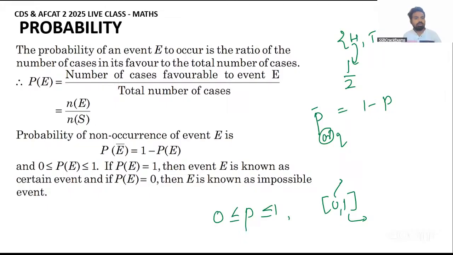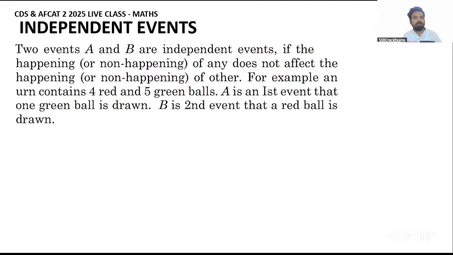Next, let's come to another definition. This is independent events. Independent events are the events in which the happening of one event does not affect the happening of other events. Suppose we have two events A and B. If A is occurring, then it will not affect whether B will occur or not.